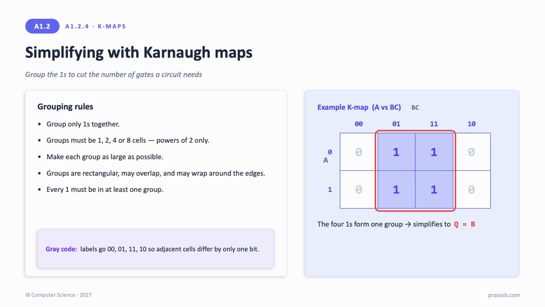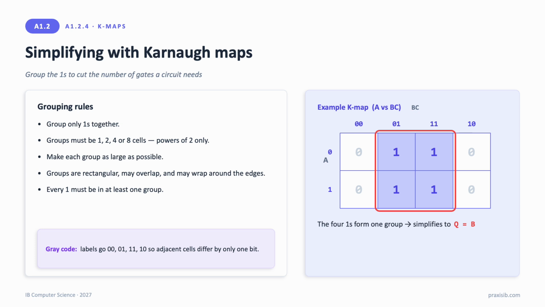The way it works is you take your truth table outputs and arrange them on a special grid. Then you look for the ones, and you draw groups around neighboring ones. There are some rules for the groups, so listen carefully. You only ever group ones, never zeros. Each group has to be a power of 2 in size, so 1, 2, 4, or 8 cells, never 3 or 5. You make each group as large as you possibly can. And groups are allowed to overlap, and they can even wrap around from one edge of the grid to the other.